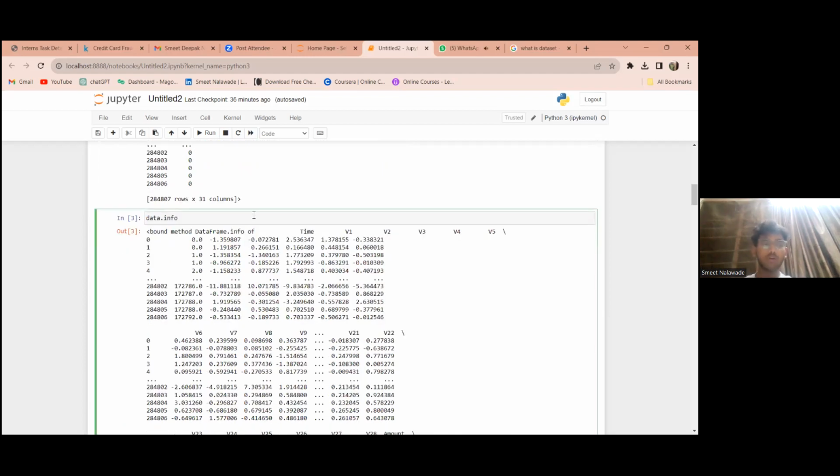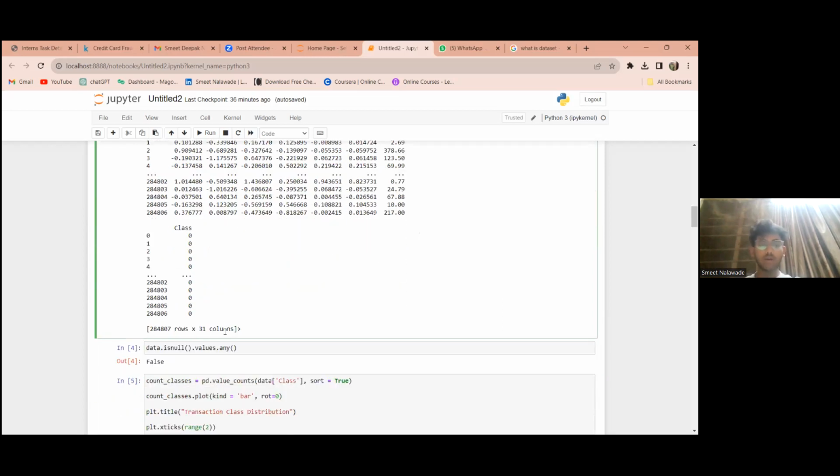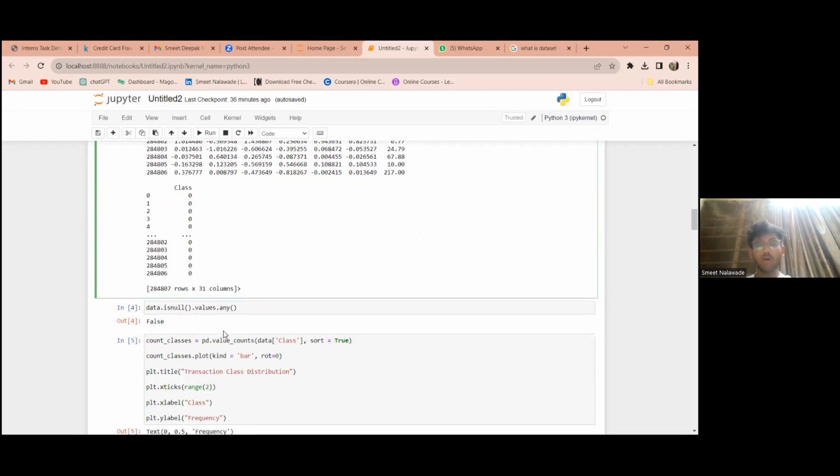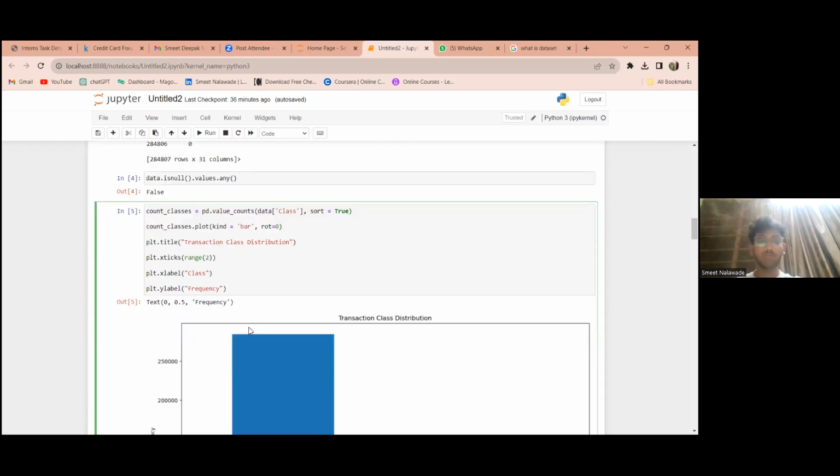So again, we have thought of getting the data information, which is more clear. And here you can see the number of rows and the columns. Also, before moving towards the data visualization, we have to check if there are any null values present in the data set because they can hinder the visualization. So in line 4 we have checked if there are any null values. Our data set is pretty clean and does not contain any null values. The output has shown false, meaning there are no null values.